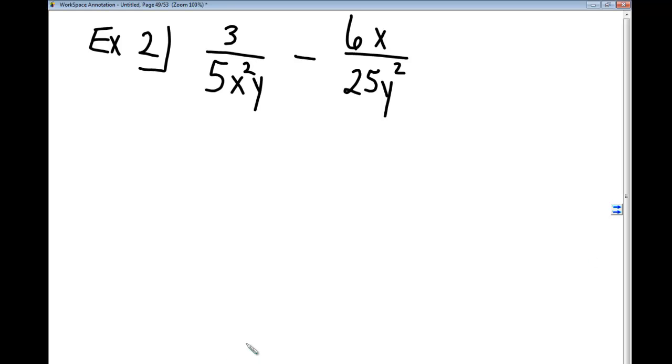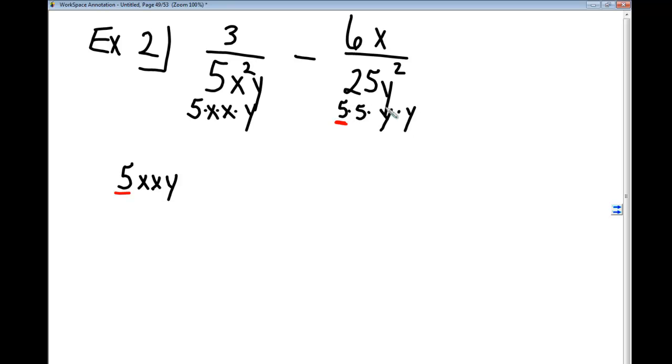Example 2. We need to get a common denominator. So the first thing I want to do is factor out my expressions in the denominators. I have 5, 2 x's, and 1 y. In the second denominator, that's 5 times y times y. Write down the first expression. Look at the second expression. Start with the 5. Is there a 5 in this expression? And yes, there is. So I do not write that down.